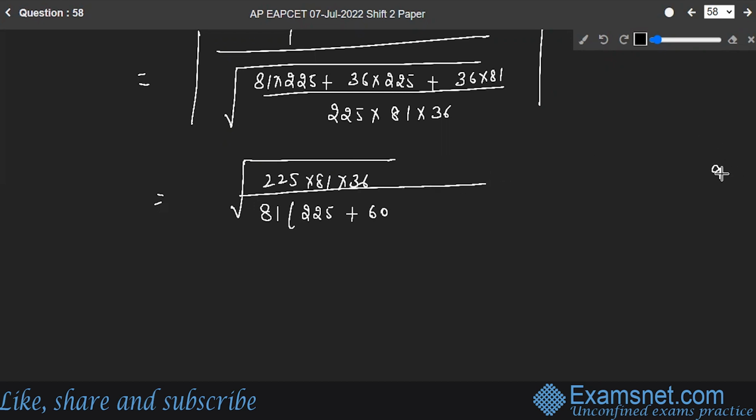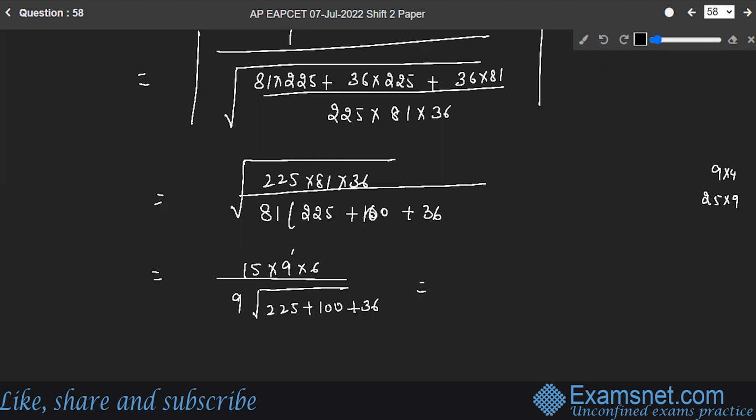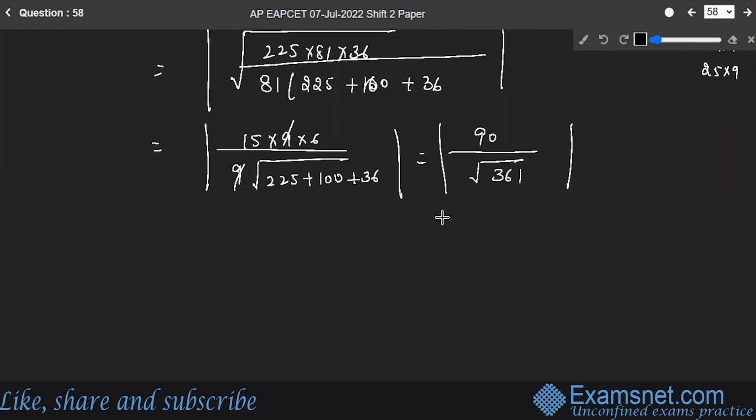Just give me a minute. So 9, 4 and 25 multiplied by 9. Yeah. So this will be equal to 100 actually. This is 100 and plus 36. The square root of 225 is 15, multiply 9, multiply 6, whole divided by 9 root of 225 plus 100 plus 36, which is equal to 15 sixes are 90 upon root of 361. This was actually whole in the mod. So you will have this as 90 upon 19, modulus. Hope you are clear till here.